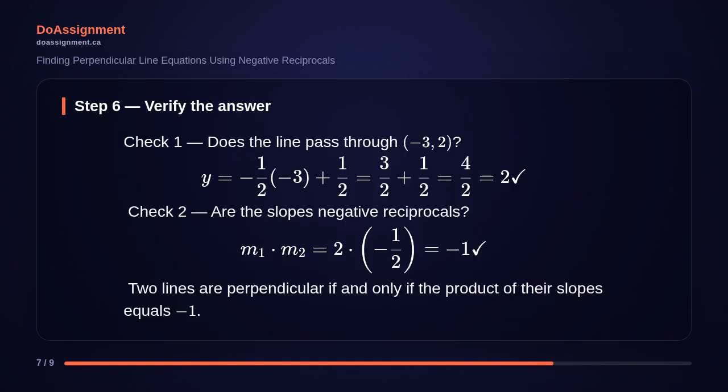Let's verify. Plugging x equals -3 into our new equation gives -1/2 times -3, which is 3/2, plus 1/2 equals 2. That matches the given point.